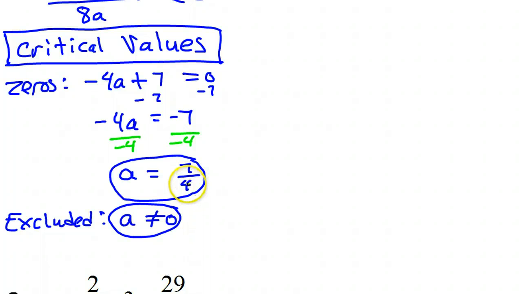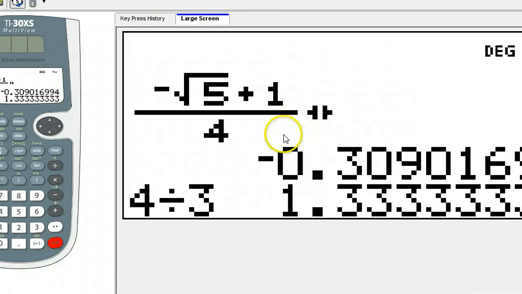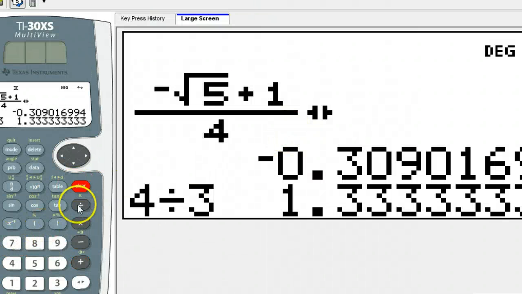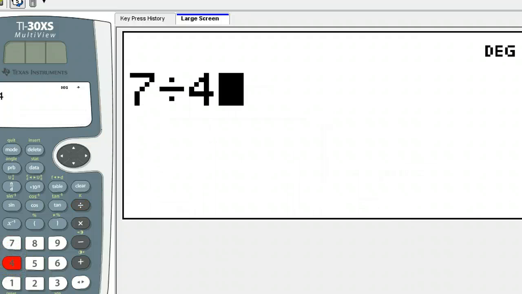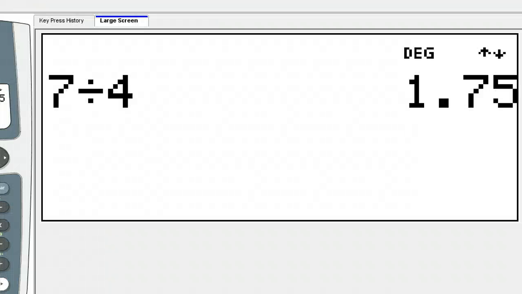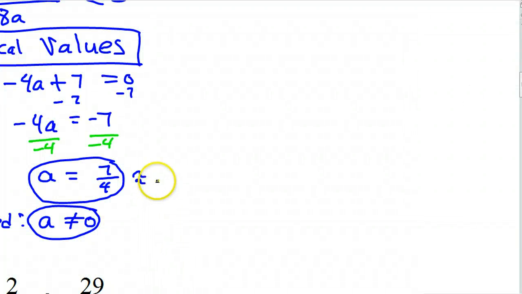Okay, 7/4. That is approximately equal to, let's see, carry the 1. Okay, that's approximately equal to 1.75. So good to keep in mind. Well, actually, it's not approximately. It's exactly 1.75. Just FYI.